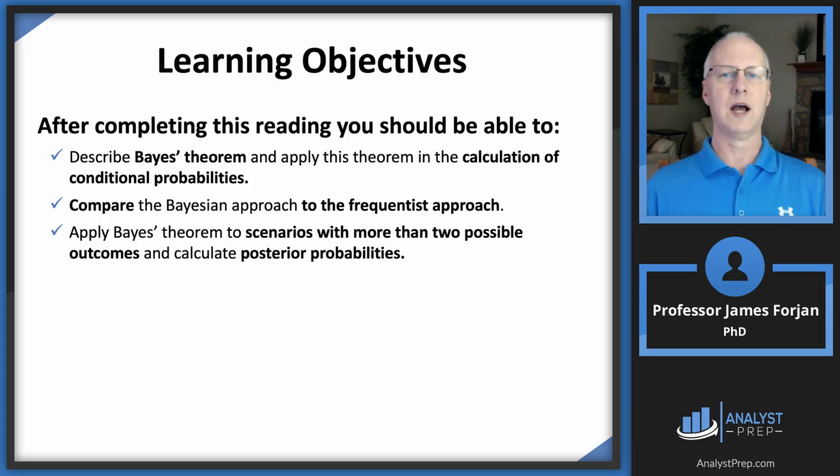We're going to describe Bayes' theorem and do some calculation of conditional probabilities, and then we're going to compare the Bayesian to the frequentist approach. Maybe a better example than my budget committee example to compare these two kinds of approaches is the following.